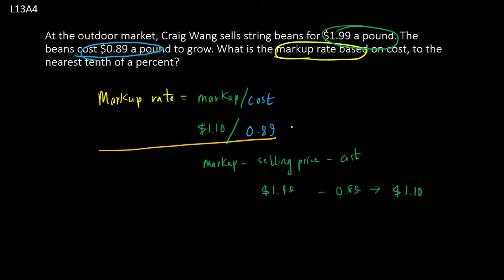So 110 divided by 89 cents is 1.236, or 123.6%. So again, to find this, I identified the variable they were wanting me to solve for, which was markup rate. I pulled out my markup rate equation. I plugged in what I knew. I had to solve for markup, and once I had that, I could solve for markup rate.